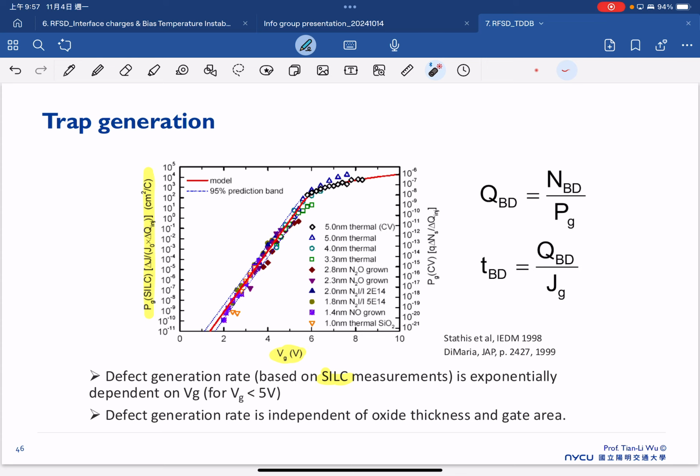So that means when we try to reduce our oxide thickness below 5 volts, the number of defects increases exponentially as we stress for a longer time. That's also one of the issues that keeps reminding us that if we try to fabricate a dielectric below 5 nanometer, we will start to face lots of reliability issues.